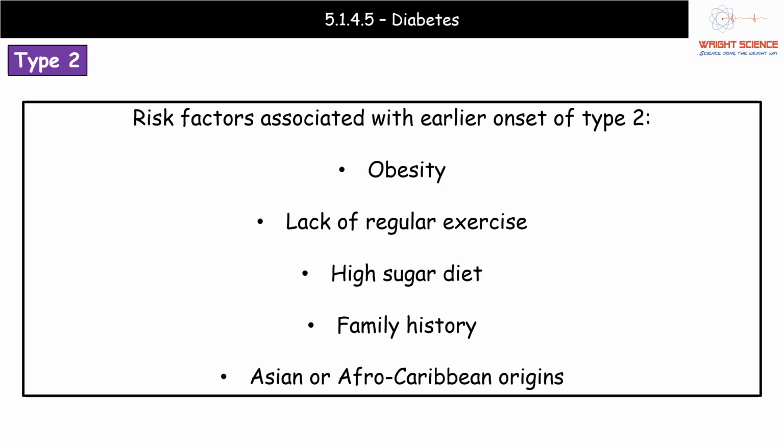There are certain risk factors that make you more likely to develop type 2 diabetes later in life. Obesity is one of the main ones, and as we know, there are ever increasing numbers of people classified as obese, particularly in our developed countries like the UK. And therefore the likelihood is we're going to see much greater numbers of type 2 diabetes cases in the future.